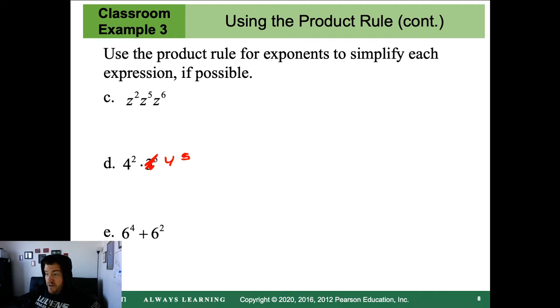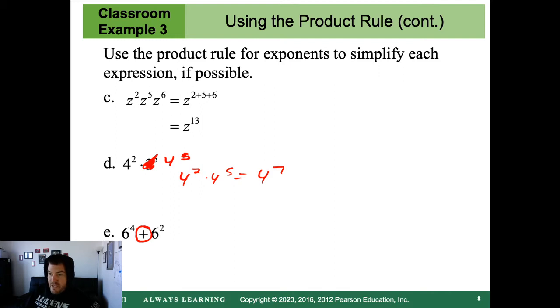Okay, for c here, I think this does it for you. So I have z squared, z to the 5th, z to the 6th. I think when you add those exponents, you're going to get z to the 13th. I changed this one because I just wanted to do that. So I think this one is going to be 4 squared times 4 to the 5th, which should give you 4 to the 7th. And then this one down here probably tricked you. Sorry. This is kind of a trickster.